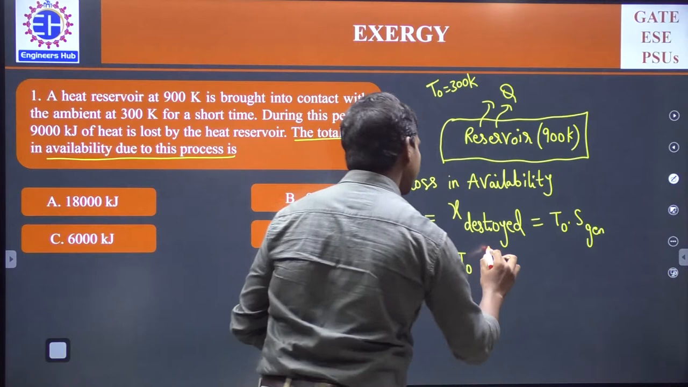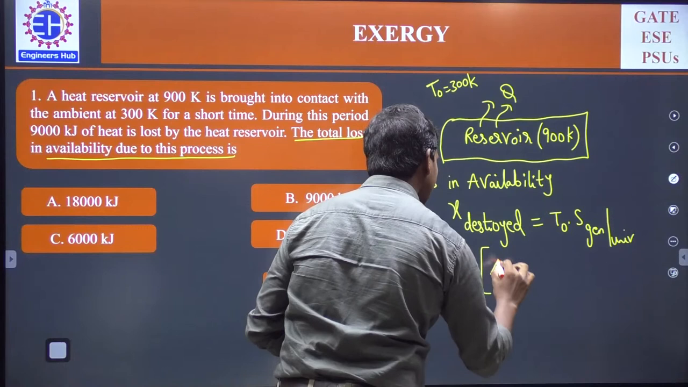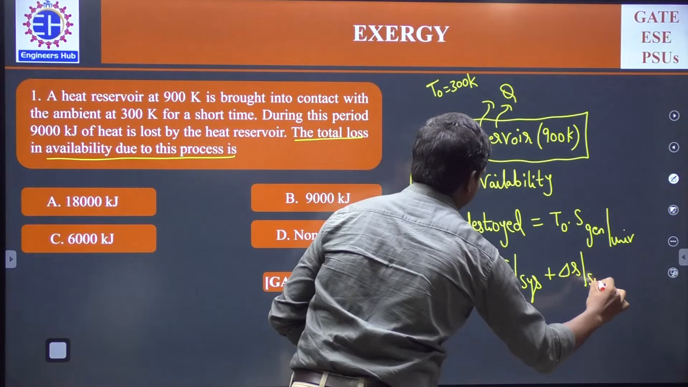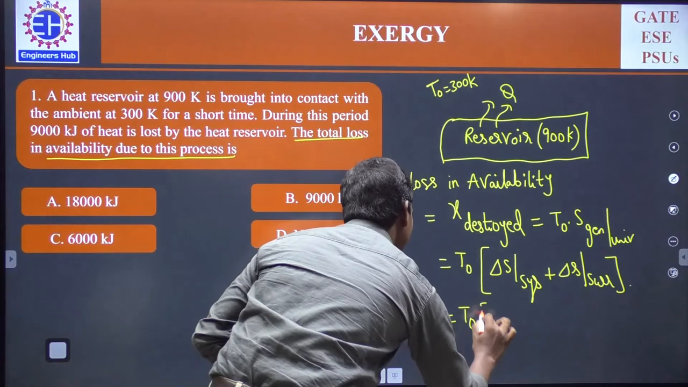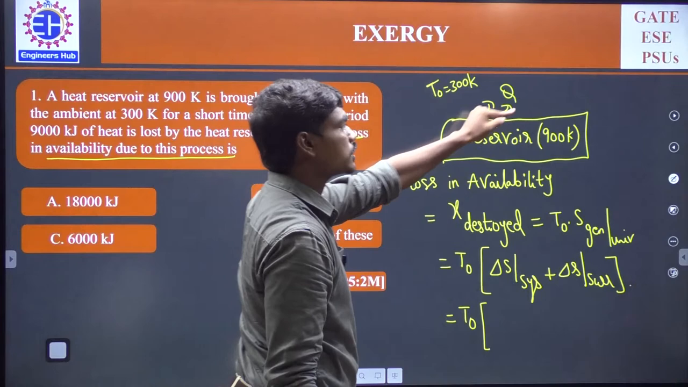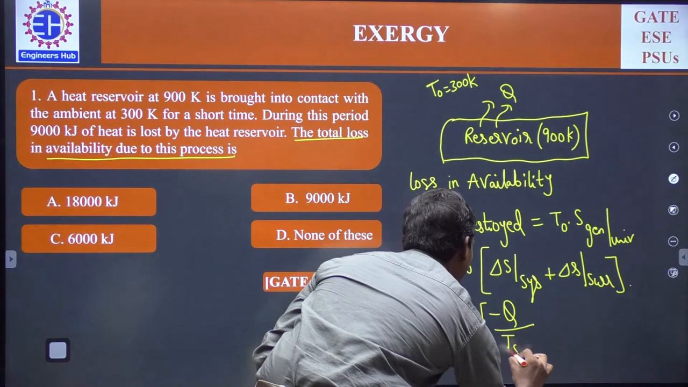T naught into S generation of the universe is nothing but delta S of the universe. So this is delta S of the system plus delta S of the surroundings. This is what we have. So if you see now, T naught into delta S of system. The system is losing heat, but this heat loss is at a constant temperature. So you know, minus Q by T of the system.